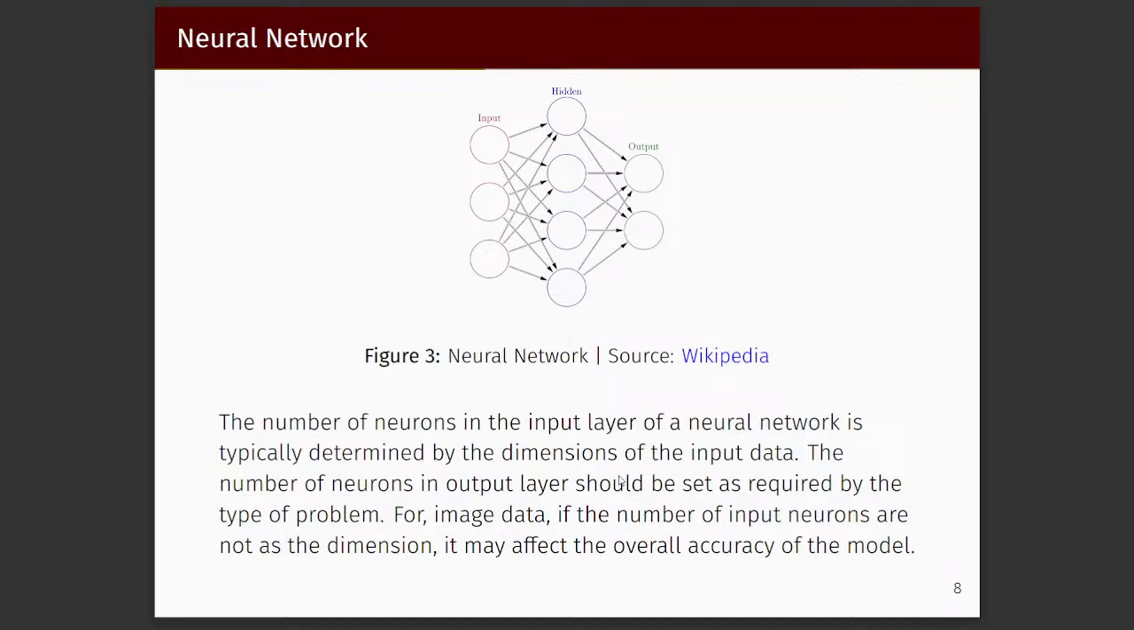And the number of output neurons should be set as required by the type of problem. So if we have a data set where we have to find a squirrel versus a lion, there will be two outputs: one completely for the squirrel, and the second completely for the lion. And there will be a probability function. So if the image has a squirrel, it will say a number close to 1 for the squirrel, like 0.8, 0.9, 0.95, and for the lion it will be like 0.1, 0.2, something like that.